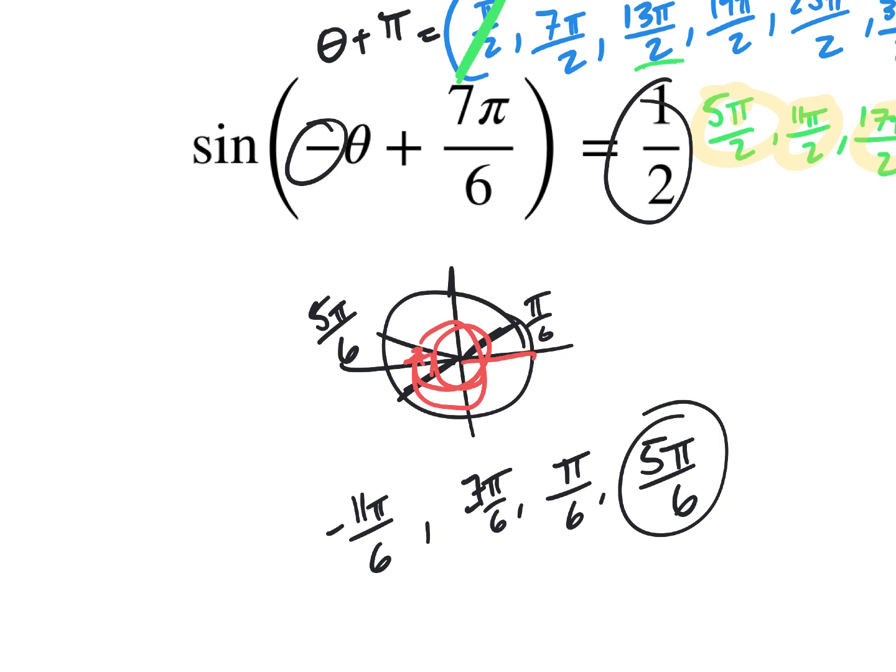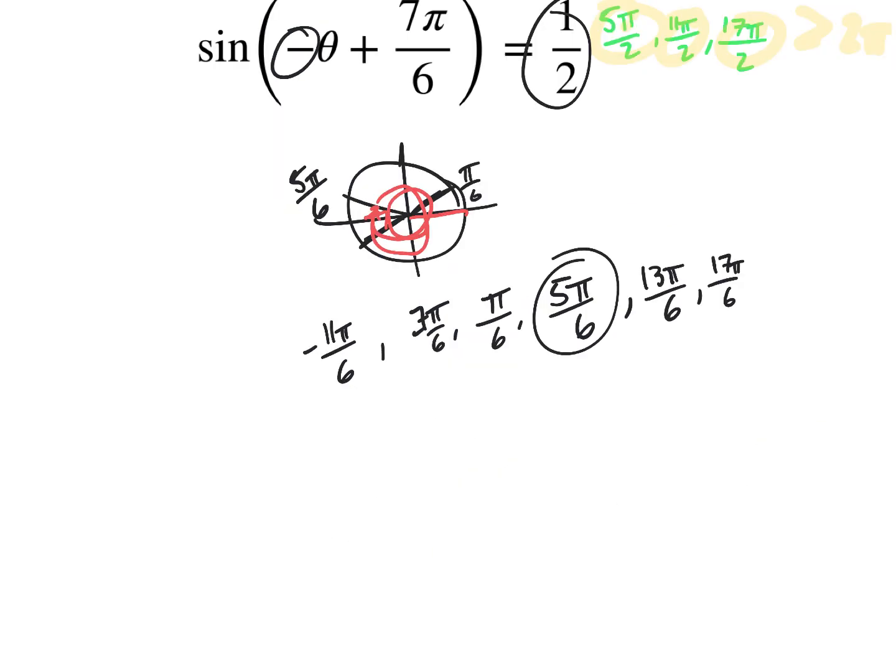And then let's just go a little bit further on this side. So we'd end up with 13 pi over 6. And then should be 17 pi over 6. Okay, so this is what negative theta plus 7 pi over 6 is equal to. I guess what I should do now is I should subtract off 7 pi over 6 from all of these parts.